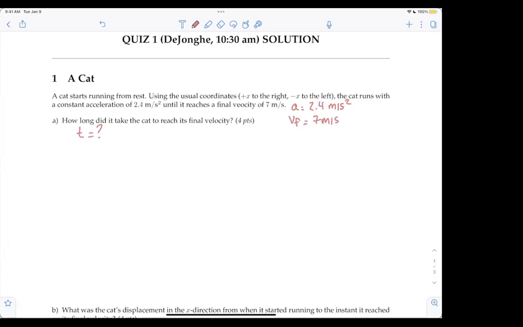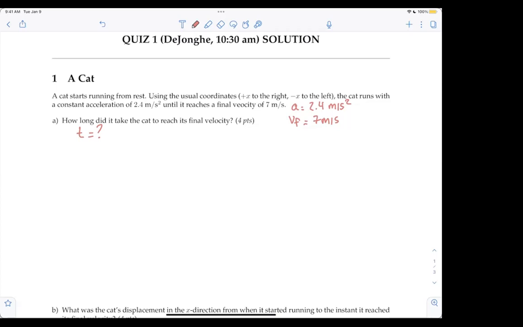But this is just a matter of looking at, once again, what variables you have, what you don't have, and then assigning them to whatever equation fits the bill. So does anyone know what equation will factor in VF, A, and T? It'll be V final equals V initial plus acceleration times change in time. Yep, excellent. So we have VFX in the X direction equals VIX plus A times delta T, right?